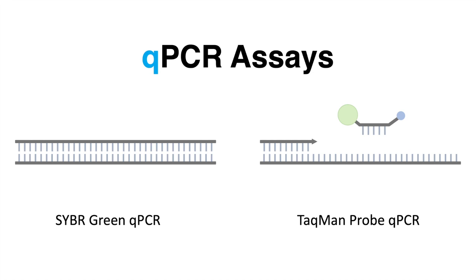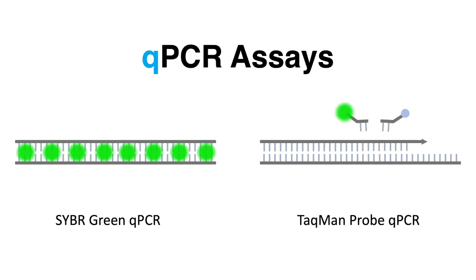In the SYBR Green assay, the fluorescent reporter is an intercalating dye that binds to double-stranded DNA. The TaqMan qPCR method works with probes specifically designed to bind the sequence of interest. Upon synthesis of the complementary DNA strand, the probe is cleaved, which results in a fluorescent signal.